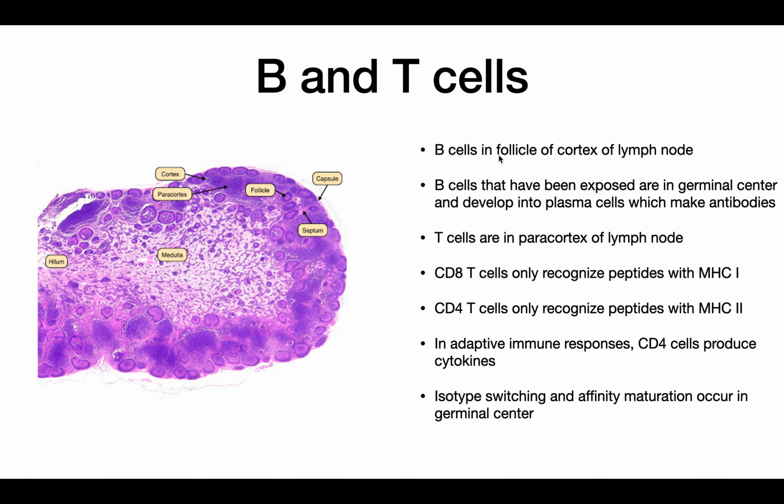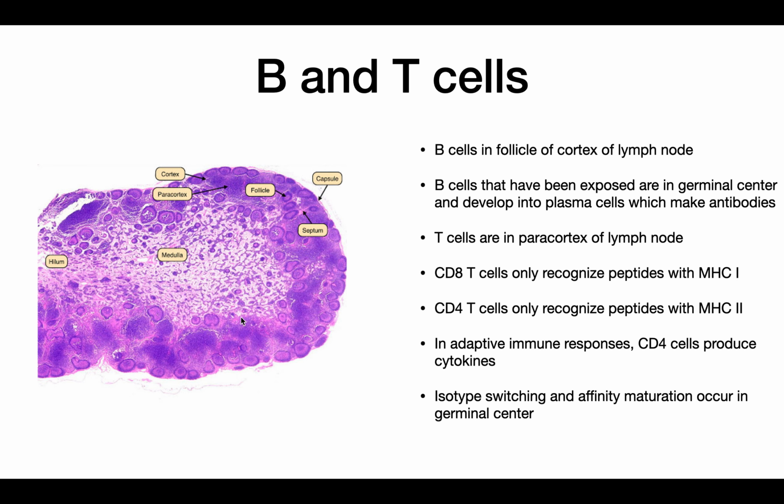B cells are going to be in the follicle, so right here, of the cortex of the lymph nodes. And the B cells that have been exposed are going to be in the germinal center, and that develops into the plasma cells, and those make antibodies. So the matured plasma cells are going to be in the center. Normal B lymphocytes are going to be in the cortex.